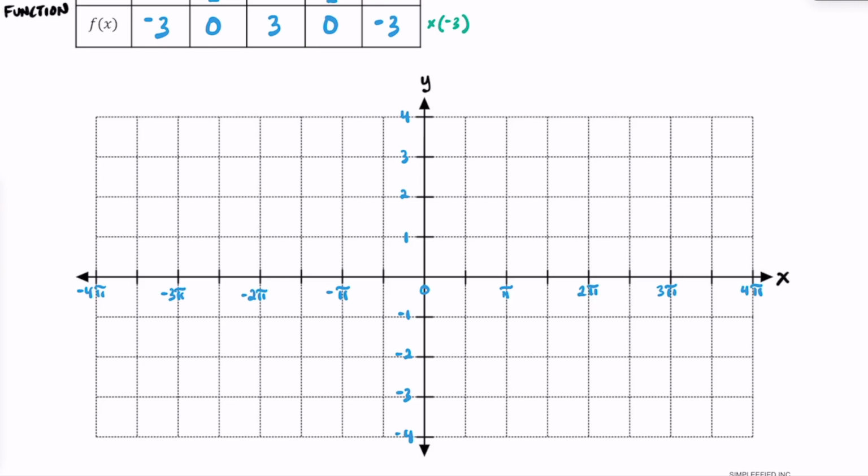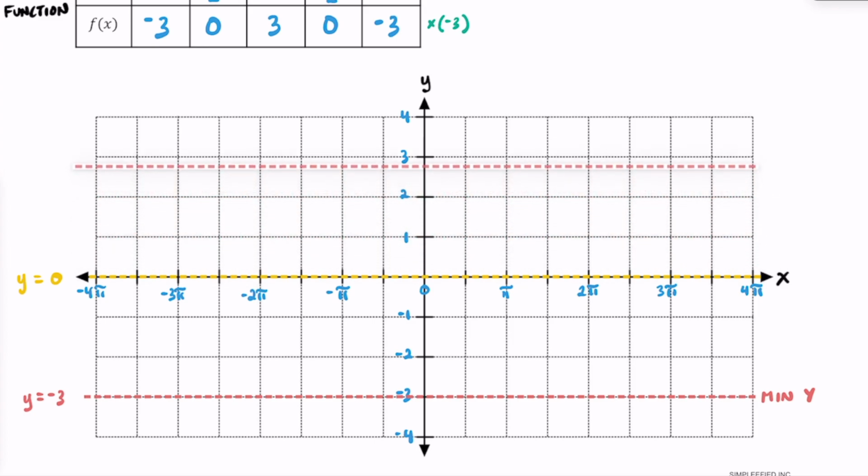All right, here is our coordinate plane. Our midline is going to stay put in the middle along the x-axis. Our minimum y value is going to be at -3. And our maximum y value is going to be up here at +3. Now that we know our midline and our upper and lower boundaries of this function, let's go ahead and plot our points. Here's 0, -3.